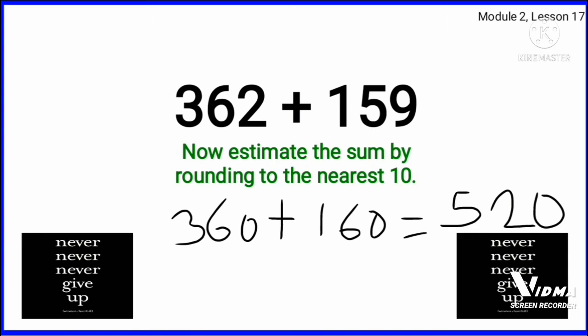Remember, it's the same numbers. We got 600 before, and now we're getting 520. When we rounded to the nearest 100, we got 600. To the nearest 10, 520.